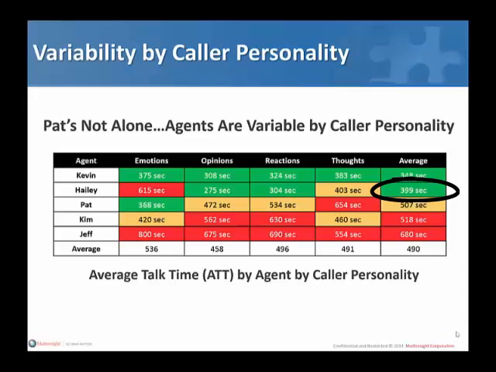But you can see she's got tremendous variance. On an opinions-based call, her talk time goes down to 275 seconds, so well below average. However, with emotions, she struggles, and that goes all the way up to 615 seconds. So like Pat and all the other agents, Haley has variance. So what we're going to do is get Haley the callers that she's best at most naturally working with.